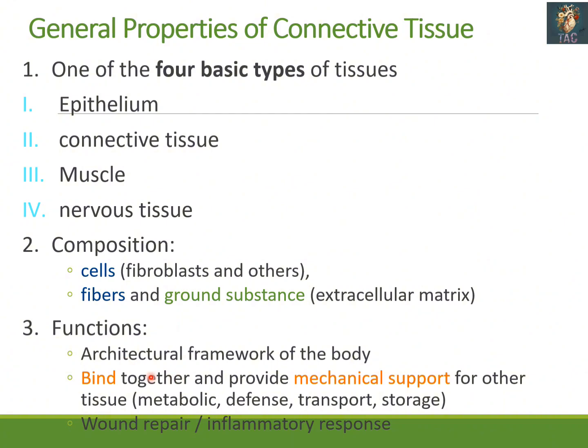Its main function is that of an architectural framework of the body. Also, it binds the different tissues together and provides mechanical support for the tissues, as well as metabolic, defense, transport and storage support. Also, it helps in wound repair, and inflammatory responses take place in the connective tissue. As the name indicates, connective means connect. So it connects the other three types of tissue with each other in the body. This connective tissue is characterized by cells, fibers and ground substance, which is called the extracellular matrix.